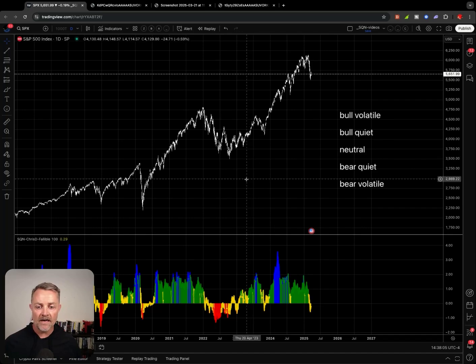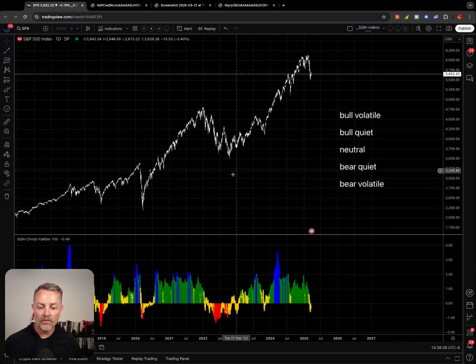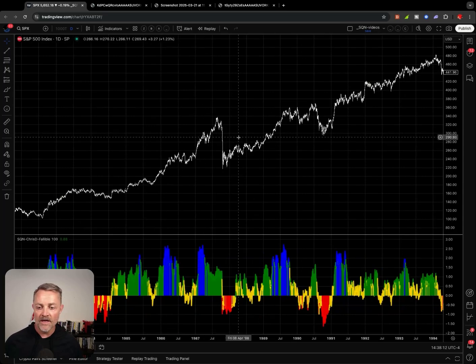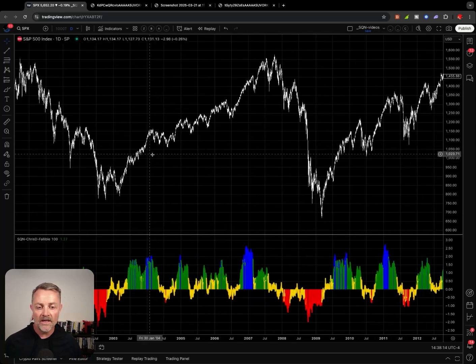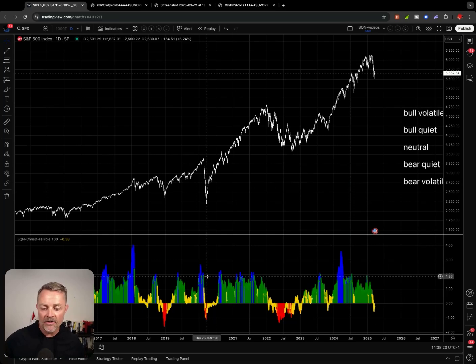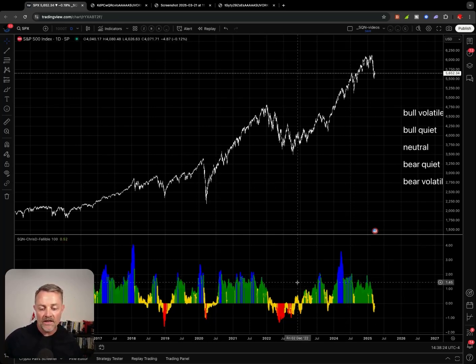So on my chart, this is the S&P 500. You can see it goes back quite a bit. I'm trying to make it go back. It doesn't want to go back. I have data back to 1928, I believe. And then across the bottom, this is the SQN indicator that I talked about. Links in the notes down below. This is what it looks like on your chart.